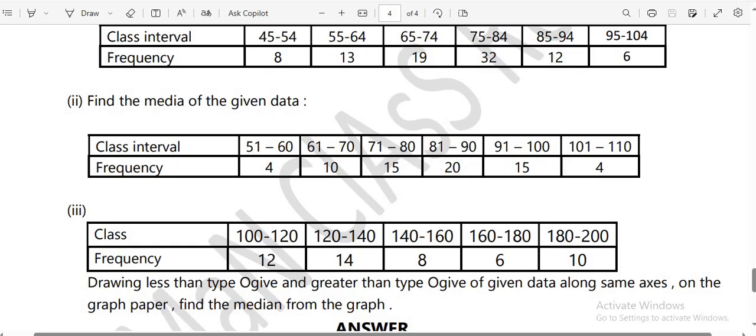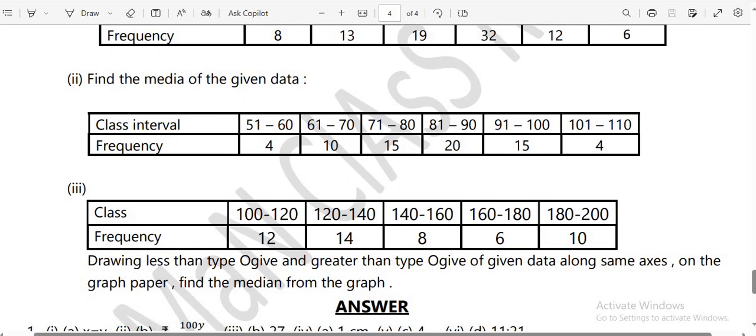Question number 3. Class frequency: 100 to 120, 12; 120 to 140, 14; 140 to 160; 160 to 180; 180 to 200. Draw less than type and more than type ogives of the given data along the same axis on the graph paper. Find the median from the graph.